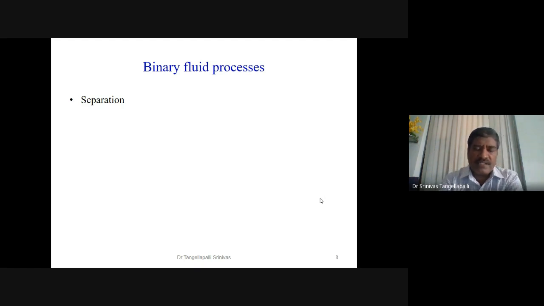Whereas in the single fluid system there is no such process, because that is a single fluid only. There is no need for separation of fluid A and fluid B, or mixing of fluid A and fluid B. But here in the binary fluid system, such processes will come. The first one is separation of fluid A and fluid B, and similarly mixing. The separation and mixing cause the driving of the working fluid in a cycle, maybe a cooling cycle or a power cycle.